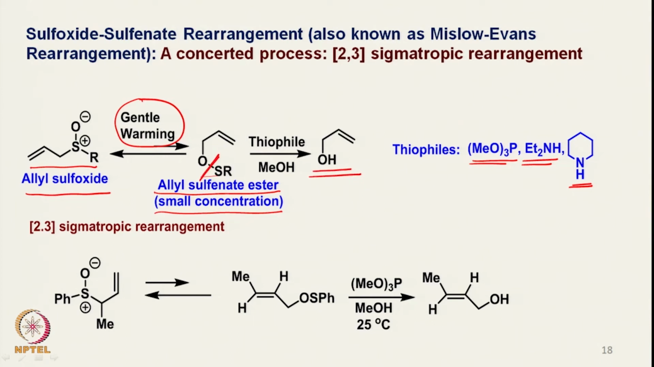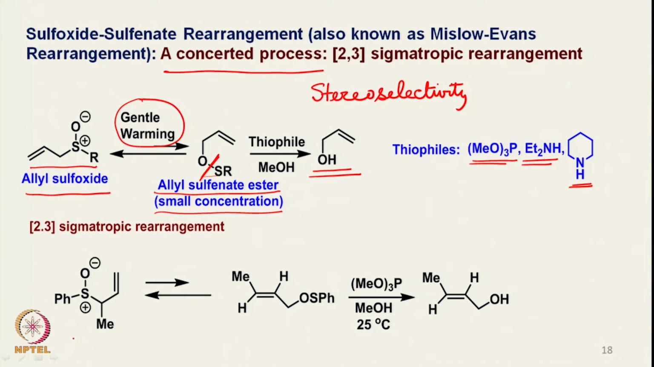As an example, this is an example of a 2,3 sigmatropic rearrangement, which I will discuss in detail in a short while. However, it is important to know that this entire process is a concerted process, and therefore there is a huge possibility of observing stereoselectivity in these reactions, and that is exactly why this reaction has become very popular.